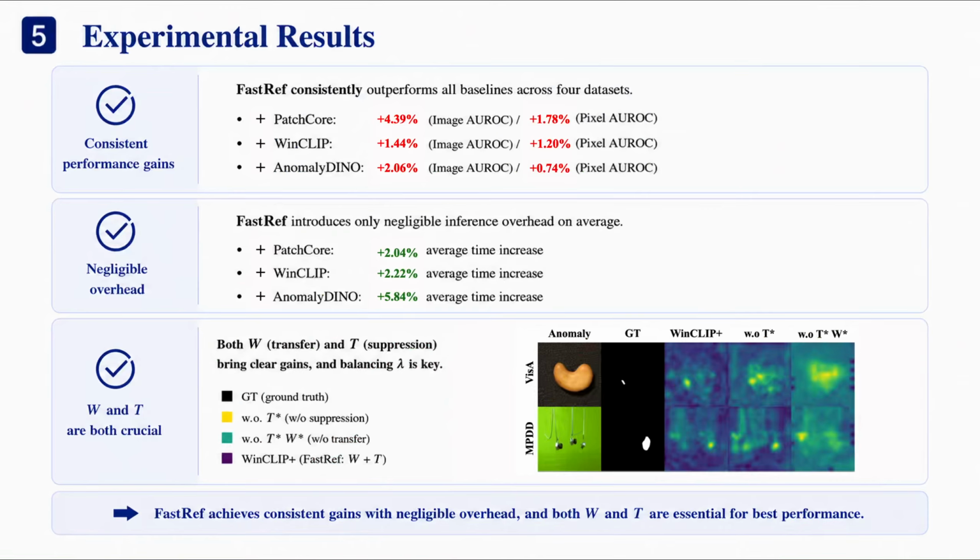Finally, the lower part presents the ablation analysis. The visualization results show that both characteristic transfer through W and anomaly suppression through T contribute to the final performance. Removing either component leads to less accurate anomaly localization. In addition, the balance coefficient lambda is also important for maintaining an appropriate trade-off between transfer and suppression.